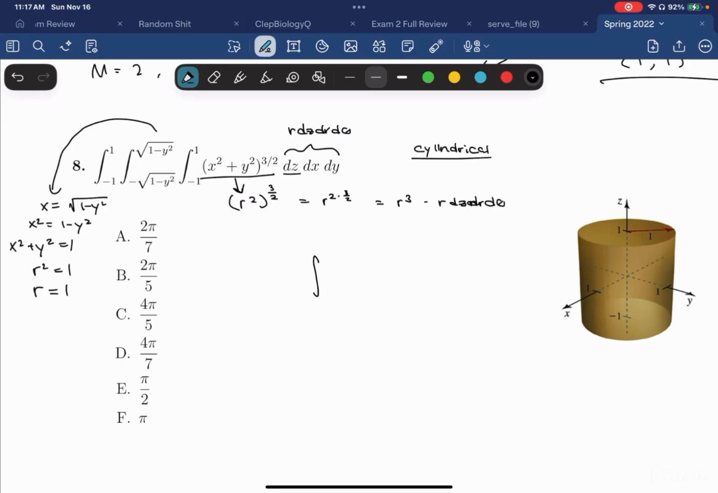Since it starts at z, I'm going to keep it at z. I'm going to say from -1 to 1, then from 0 to 1, then it's a full cylinder. Oh, it also just has 1 right there. Whatever. It goes from 0 to 2 pi. And this will become r to the 4th dz dr d theta.